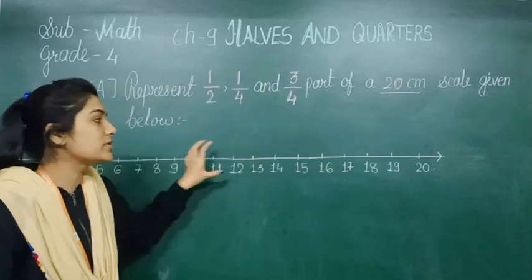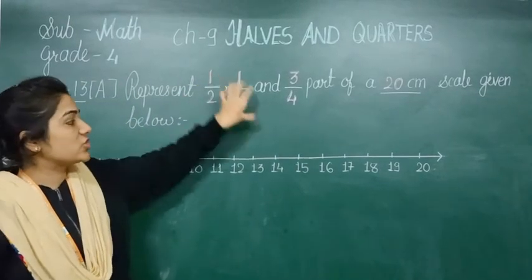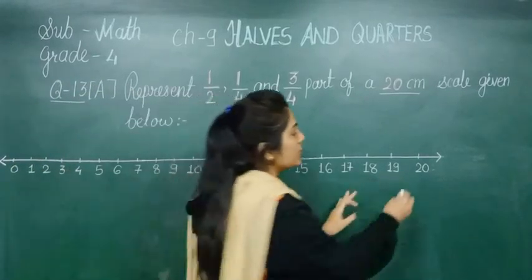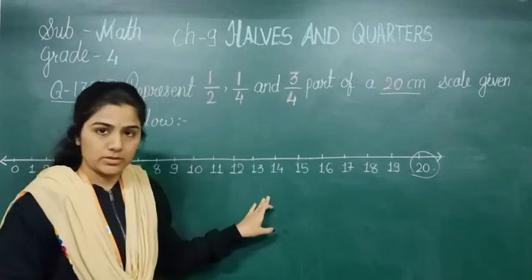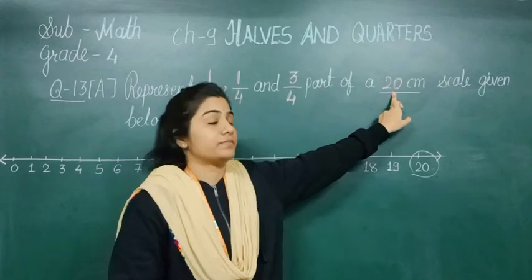It means you can't see any fraction of this. So how can we show this fraction on the scale? First of all, we have to find... You can see the scale goes up to 20 centimeters, right? And 20 centimeters is given here. So how can we find it?